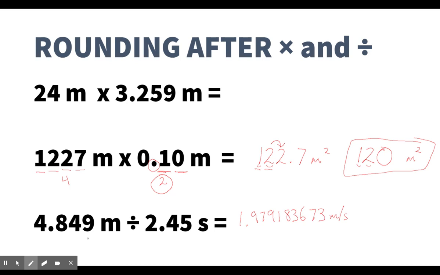Well, you don't have to, because again, we're going to keep the least number of significant figures. This number has 4 sig figs. This number has 3. So we're going to keep the first 3 significant figures here. The number after the last significant figure is a 9. Therefore, the last sig fig is going to round up, and our final answer is 1.98 meters per second.